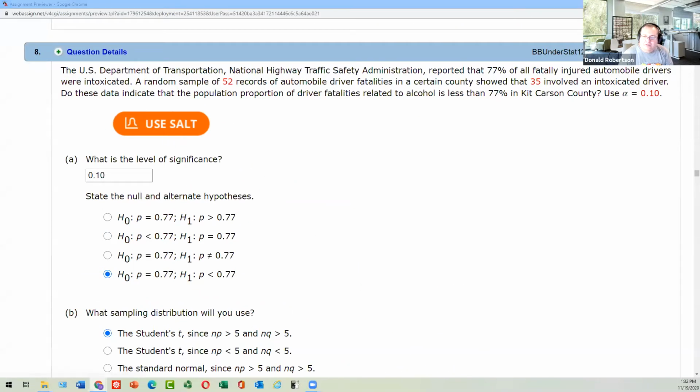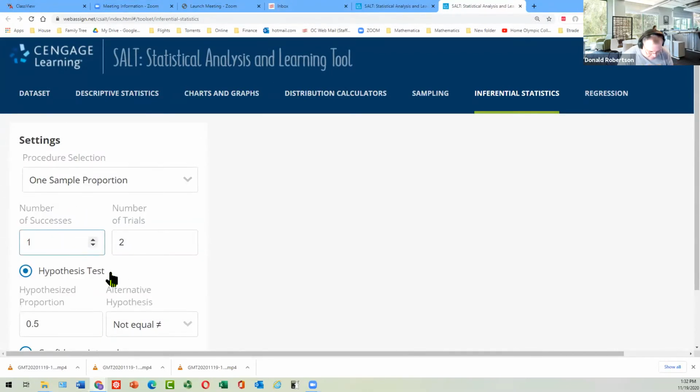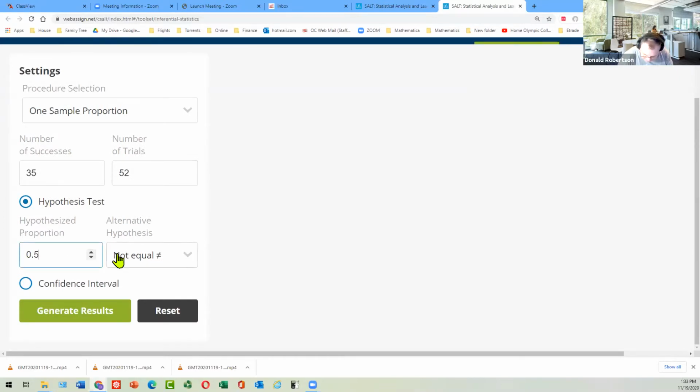Hit salt. Excuse me. One sample. In this case, I know it's a bit cruel, but success is how many people out of the total number of 52 were intoxicated, which is this guy. And we're comparing it, is that number different than, what's the question? Is it different than 77? And it's not different than 77, it was actually, is it less than 77? So 35 out of 52 were intoxicated. Is that evidence to prove that it's less than 77%?